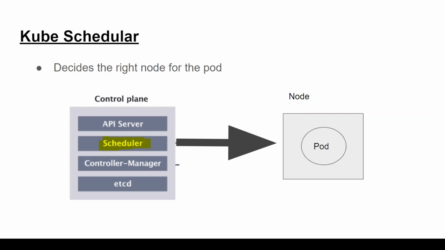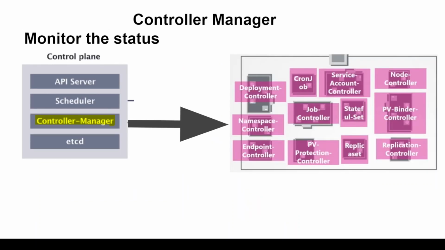So now we will learn about controller manager. Controller manager monitors the status of our pods and our nodes as well. It is actually the brain of our cluster. It manages our actual and desired state. Here you can see lots of controllers are there.